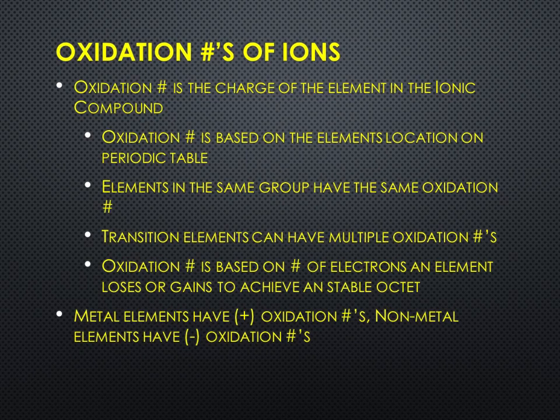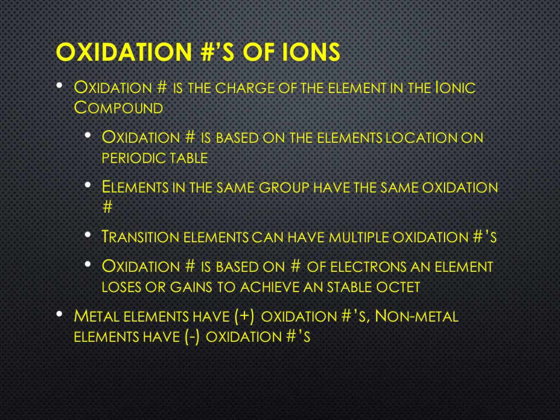All elements in the same group have the same oxidation number, except for the transition elements, which can have multiple oxidation numbers. But all the other groups, groups 1, 2, 13, 14, 15, 16, 17, and 18, all of the elements in their specific group have the same oxidation number. The oxidation number is based on the number of electrons that an element loses or gains to achieve a stable octet. The goal in bonding is to achieve a stable octet for both elements.